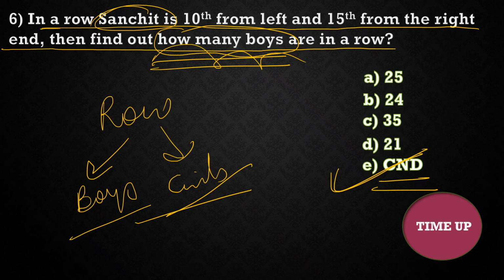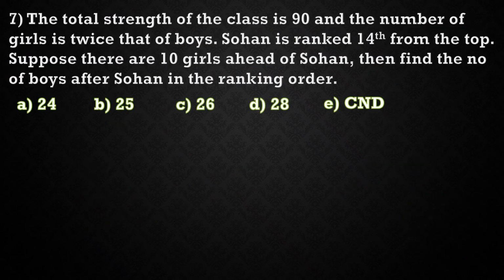Mark this as a very important question, because usually you will make this type of mistake without reading the question very carefully. If total students were asked, then 24 would be the answer. But here they have said how many boys are there in a row. Even if they had asked how many girls are there in a row, the answer would still be C and D, cannot be determined. Seventh question on your screen and your timer starts now.